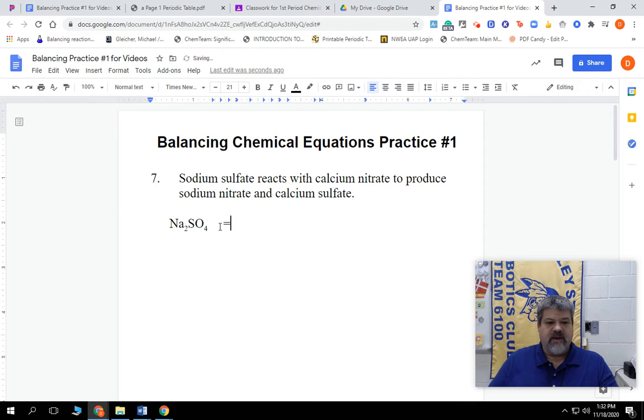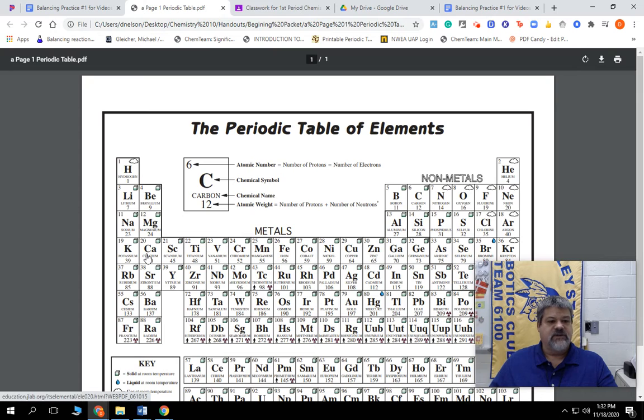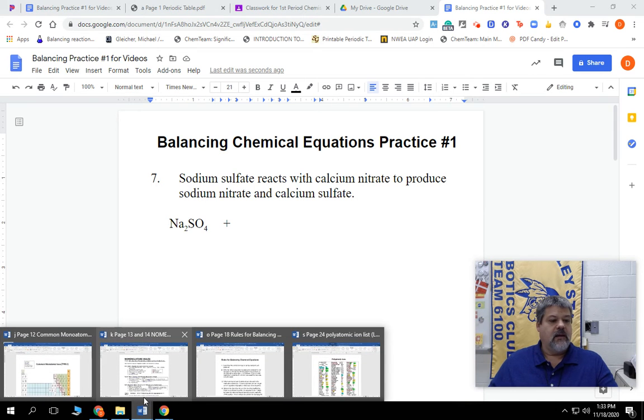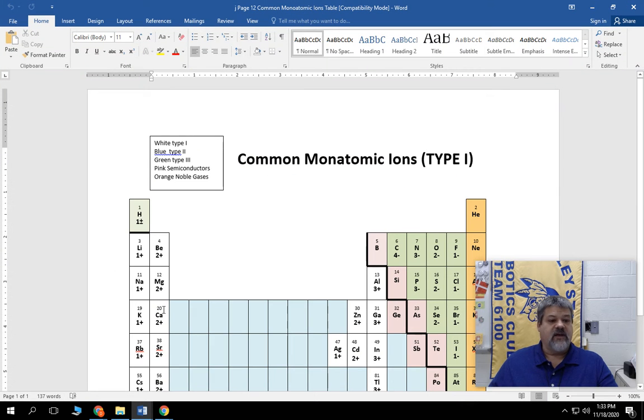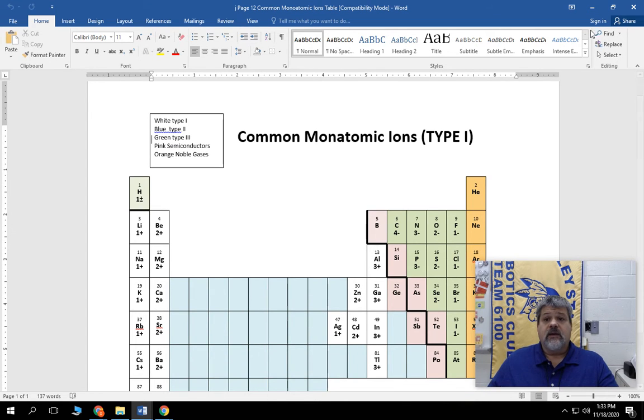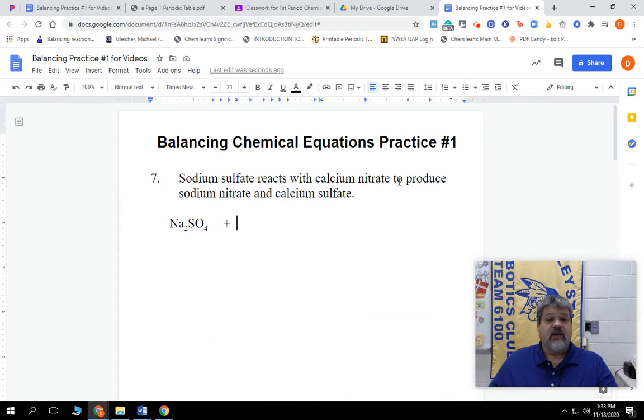Now that is going to react with calcium nitrate. Now calcium, if we look at our periodic table, is in column 2A, so it's a +2 charge. Or if I look at my monoatomic sheet, we can see calcium is right here. It's a +2. I would suggest that you know where this page right here is at. Once we go to that, we have to look at nitrate.